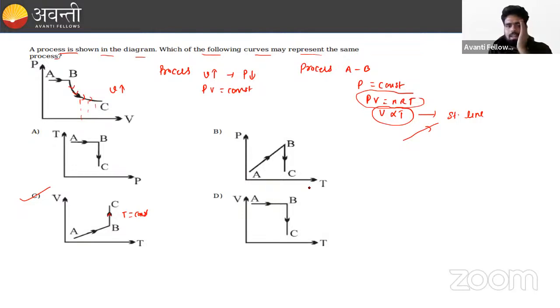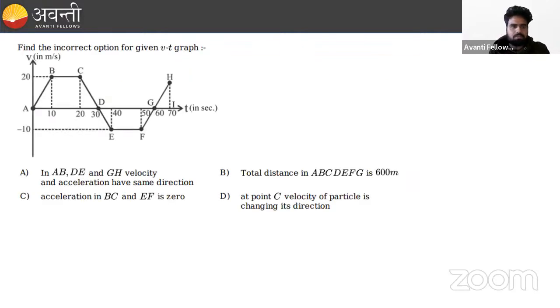If we check the remaining options, that is P versus T. In the first option, if pressure is constant, in this zone pressure is not constant, so this is not our answer. In this manner, we can also select the correct answer by the elimination process. Let's move to the next problem.